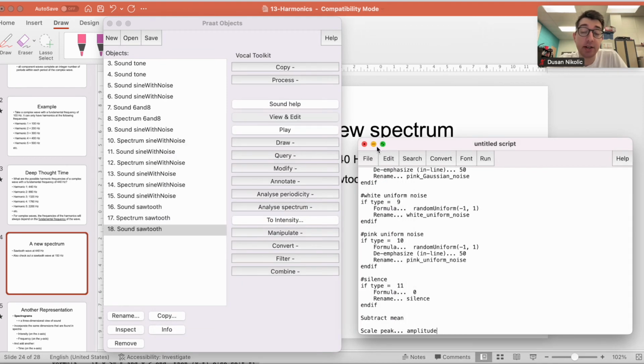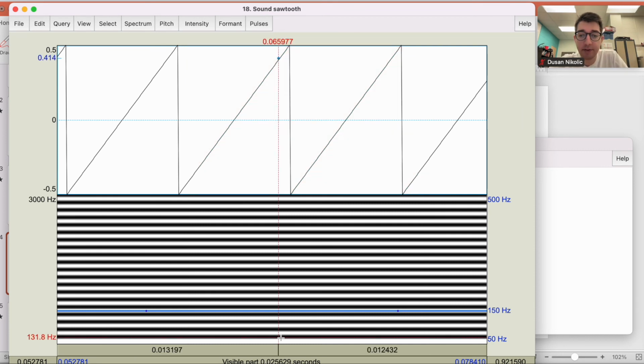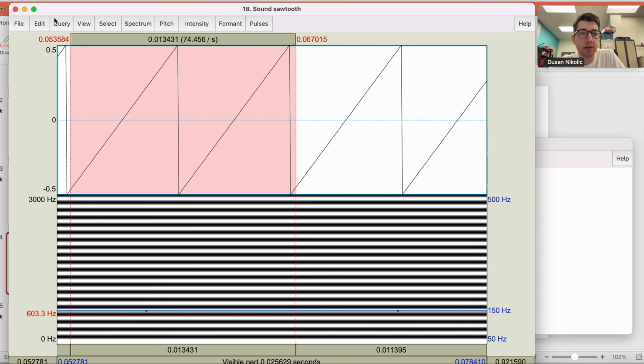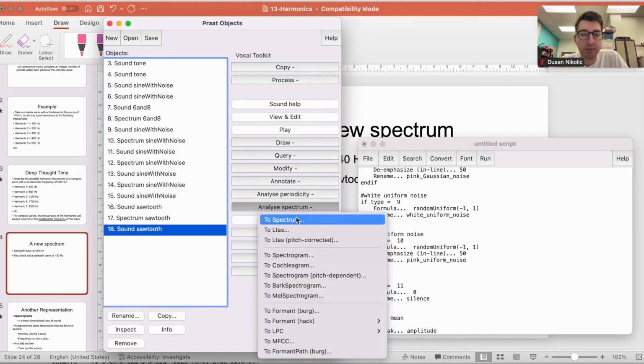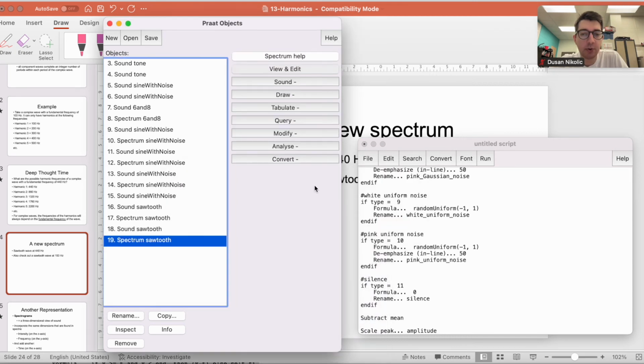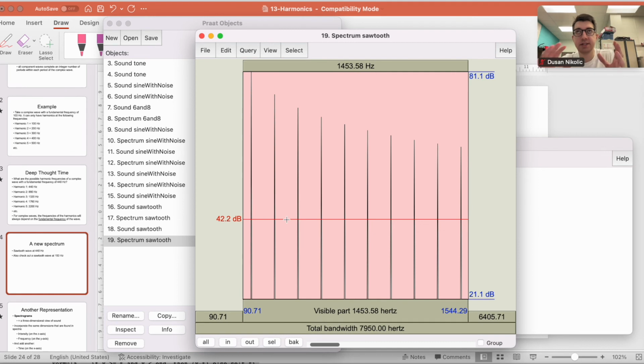What would the harmonics be of this one? So we have 150, then 300, then 450, and so on and so forth. So many more harmonics for this one, and it's much lower in frequency. If we go to spectrum, view and edit, there are so many more harmonics of this one, because it's lower in the fundamental frequency.